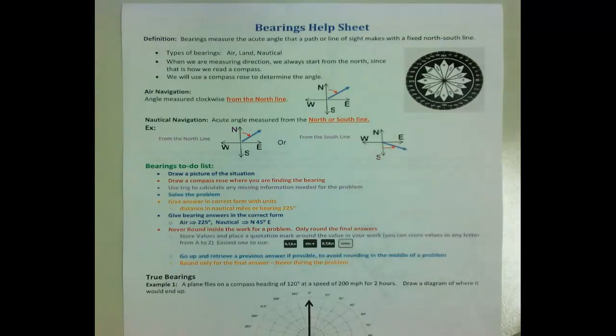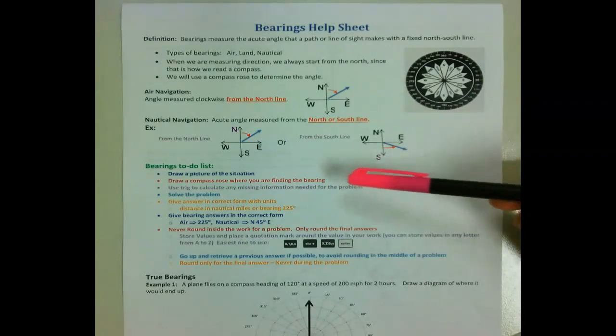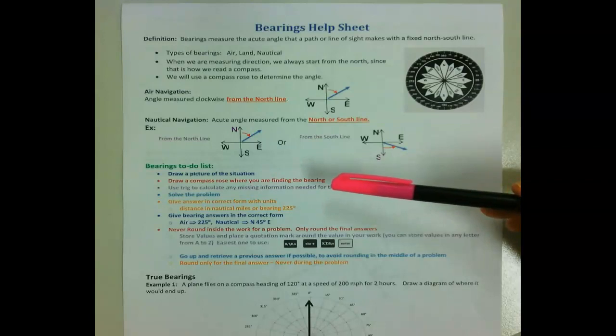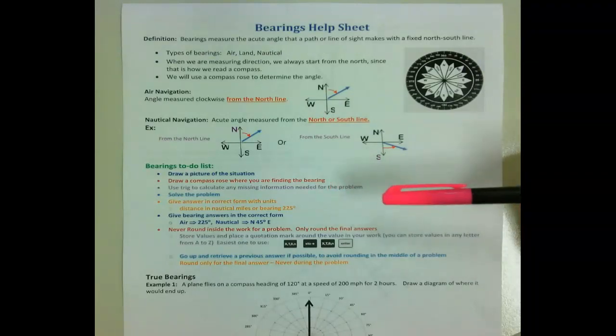Bearings to-do list, or things to remember. Draw a picture of the situation. Draw a compass rose where you are finding the bearing. So if you have a problem where you change directions or change paths, then you want to draw that bearing there. And so you may have more than one compass rose on a problem.